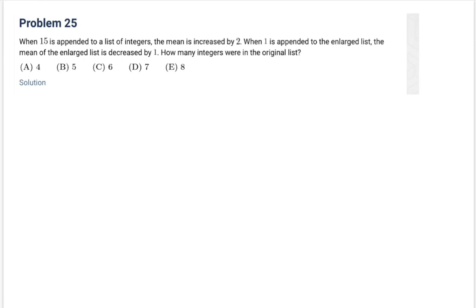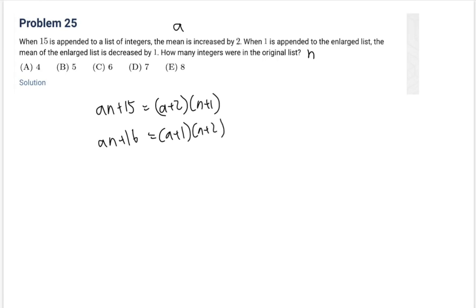Okay, so let's say the list of integers has n integers, and the original mean is a, so an plus 15 equals a plus 2 times n plus 1. And when 1 is appended to the enlarged list, so an plus 16, the mean of the enlarged list is decreased by 1, so it becomes a plus 1 now. And then it's n plus 2. This is an plus a plus 2n plus 2. This is an plus 2a plus n plus 2.